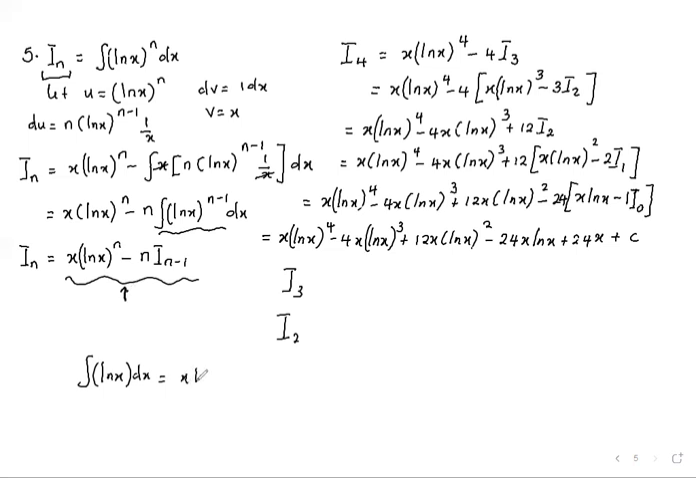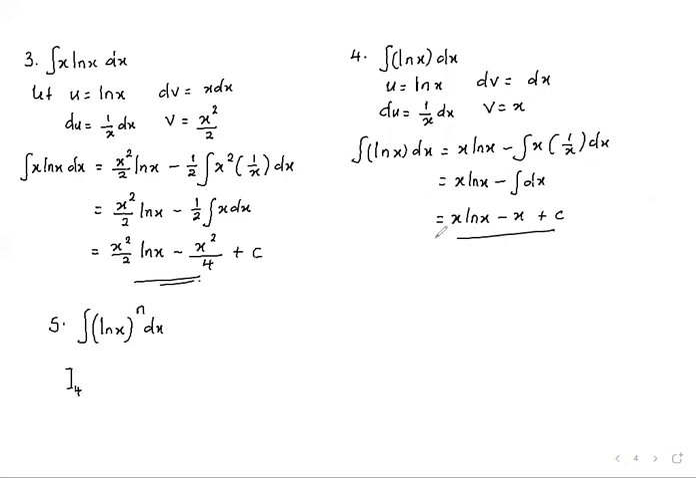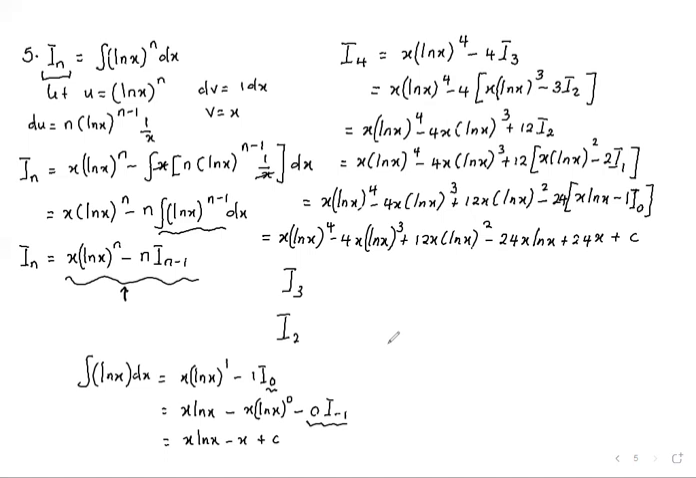So you say, since I have 1, I'll have x (ln x) to the power 1 minus 1, the integral 1 minus 1, that is 0. That is going to be x ln x minus, again, when n is 0, you substitute, so you get x (ln x) power 0 minus 0 multiplied by I negative 1. But because of 0, everything disappears here. So you just have x ln x minus x plus c. And let's see if this is what we got the other side, exactly what we got. We got x ln x minus x plus c. And we have x ln x minus x plus c. Very, very interesting.